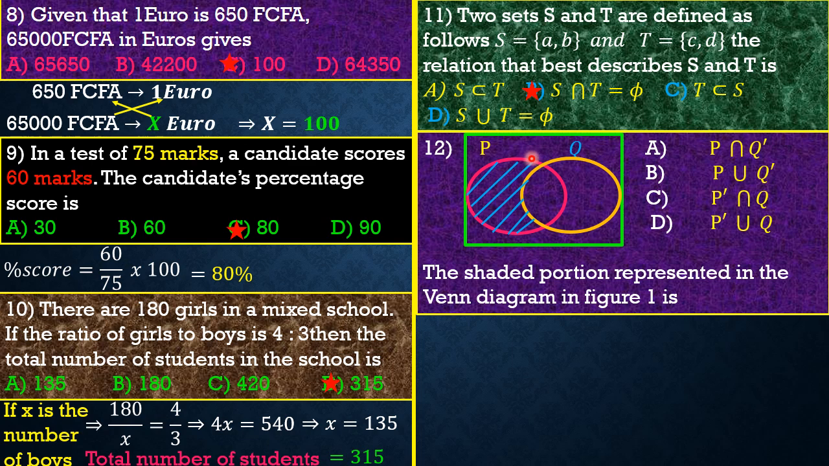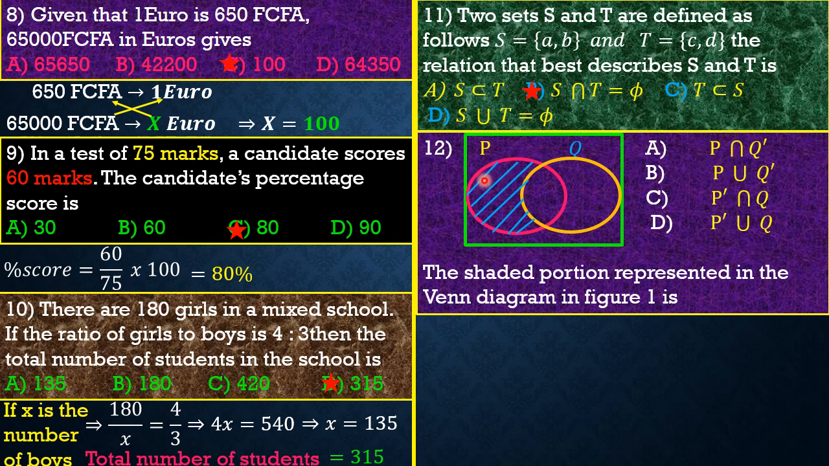It therefore means that anything here that has P complement has to be wrong, right? Anything that has P complement cannot be our answer. So options C and D cannot be our answer. So the answer can be either option A or option B. Now let's see, guys. Since P has been shaded, it never means that P has to be included.